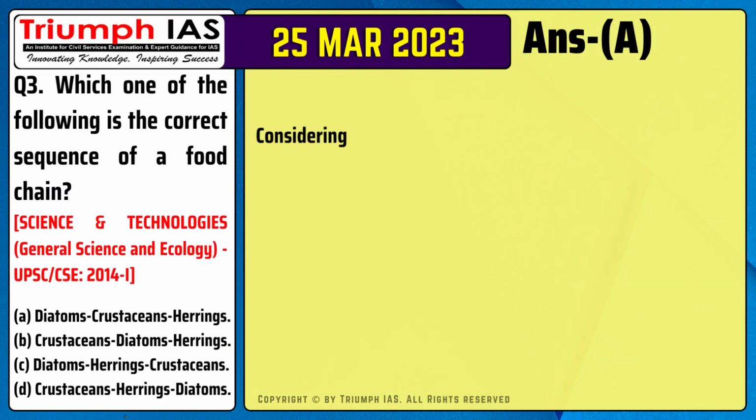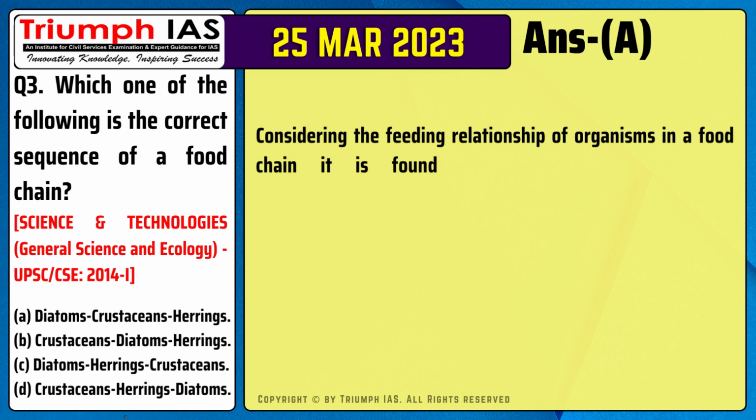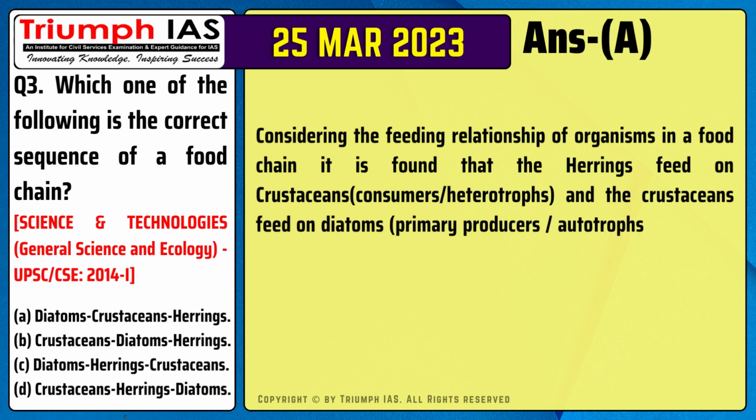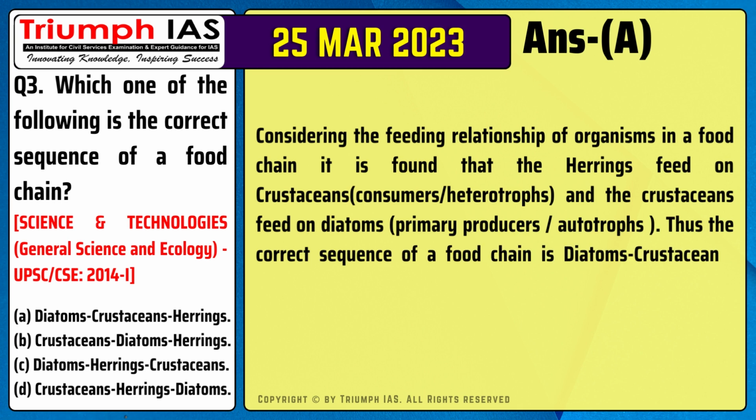The correct answer is option A. Considering the feeding relationship of organisms in a food chain, it is found that the herrings feed on crustaceans, consumers (heterotrophs), and the crustaceans feed on diatoms, primary producers (autotrophs). Thus, the correct sequence of a food chain is diatoms, crustaceans, herrings in the increasing order of food level.